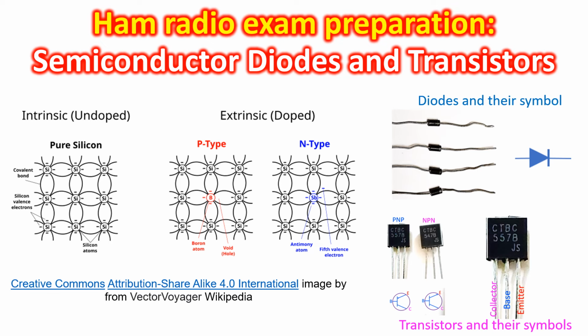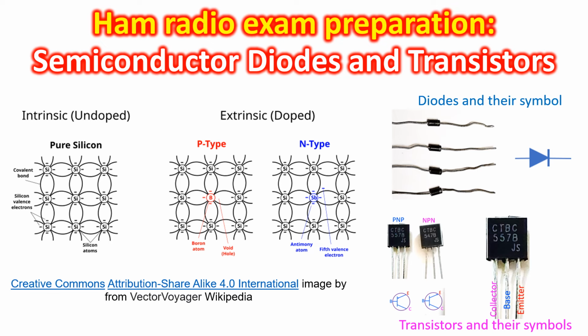When there is a deficit of electrons, it is called a p-type semiconductor. They have positively charged holes as charge carriers. N-type semiconductors, on the other hand, have excess electrons as charge carriers.